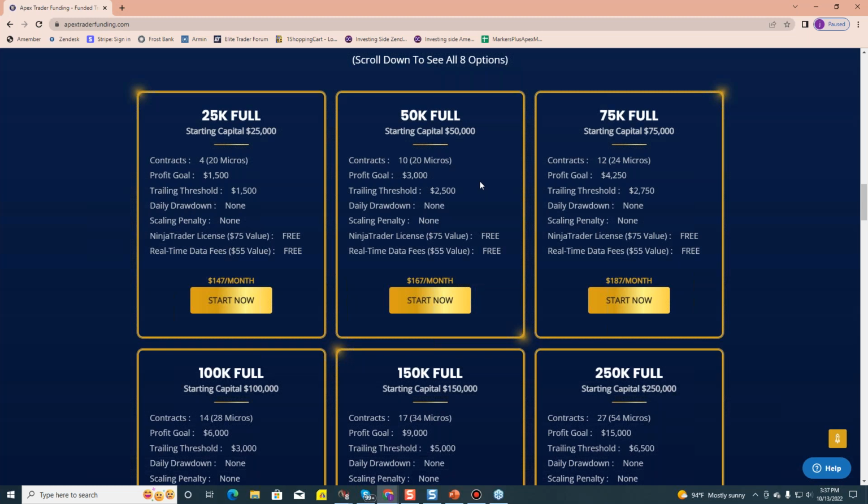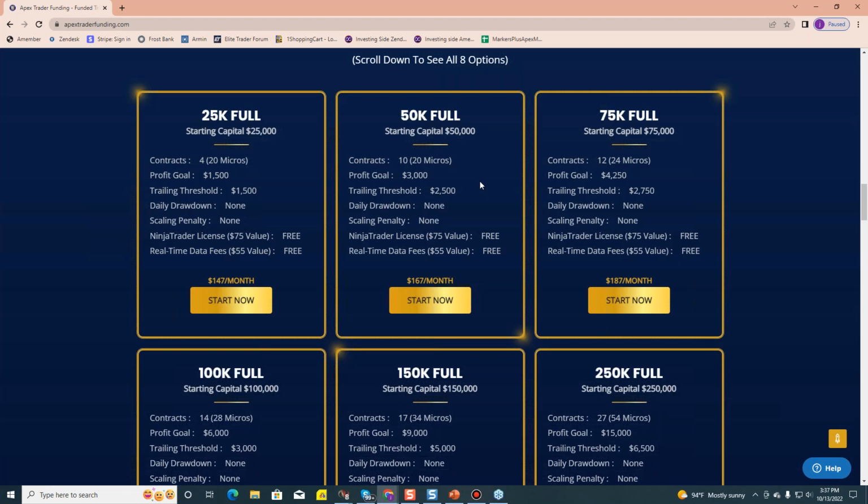Out of just quick curiosity, Darius, Brent, if you don't mind me asking, what size accounts did you have? Darius said 50K. Okay. All right. Brent said 25 and 50. Okay.